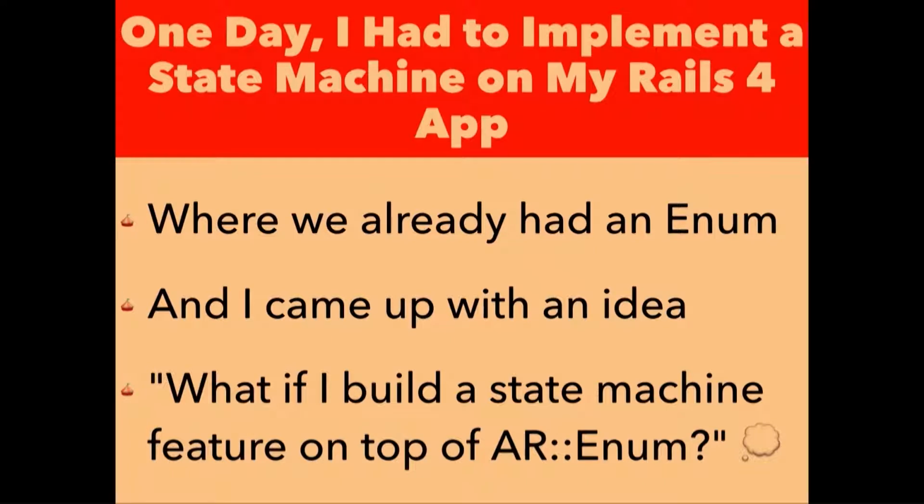So one day I had to implement a state machine in my Rails application, for Rails 4, which already has enum, right? So I came up with this idea. What if I build a state machine feature on top of Active Record enum? It's kind of the same thing, but we need to add something on it.